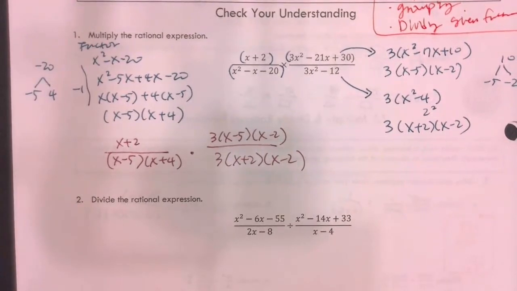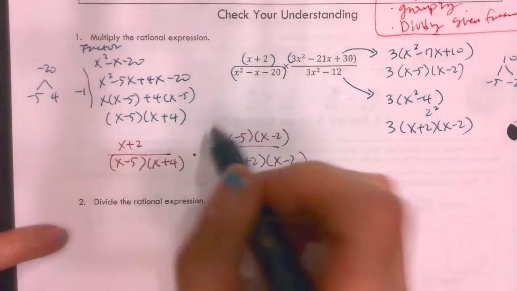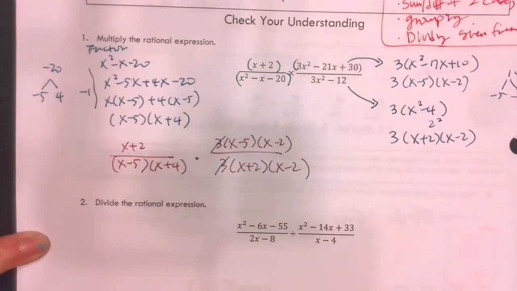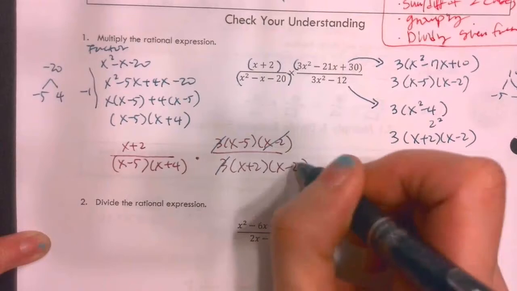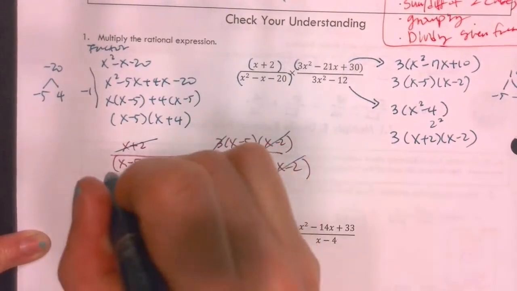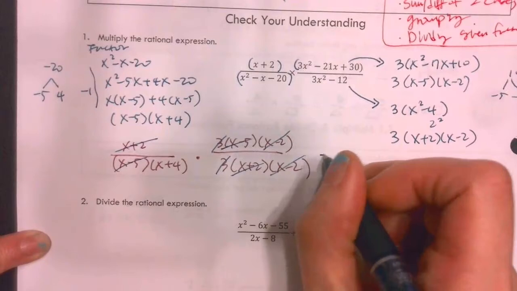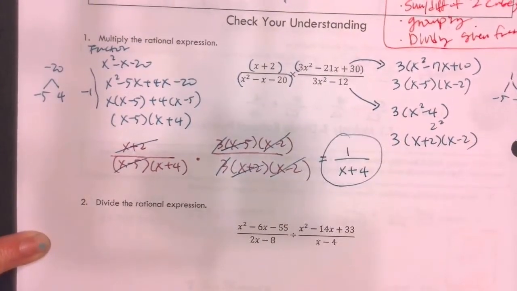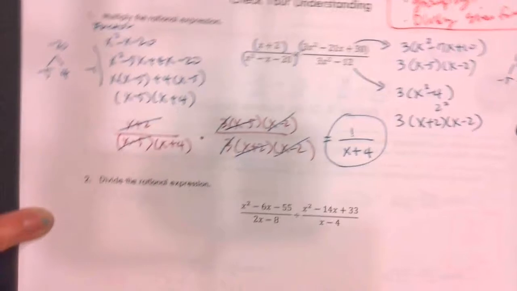Okay, so I factored everything. Now what do you do? The fun part. Cancel out the common factors. 3. That's a common factor because it's multiply. What else do you see? X minus 2, x minus 2, x plus 2, x plus 2, x minus 5, x minus 5. So all I have left is 1 over x plus 4. How about that? Okay. All right, let's do one more.